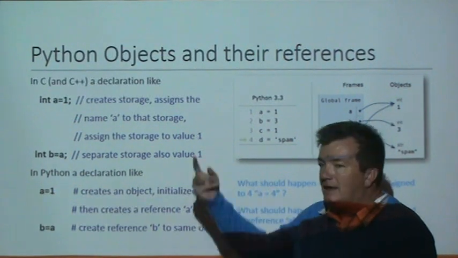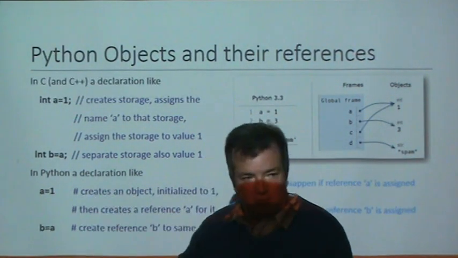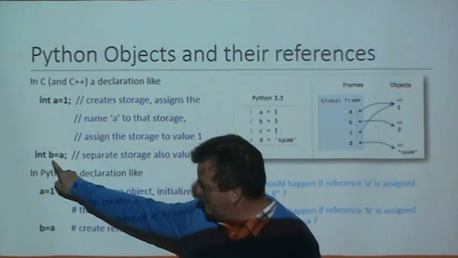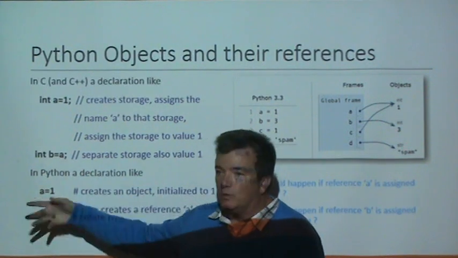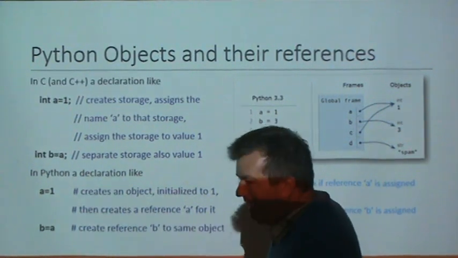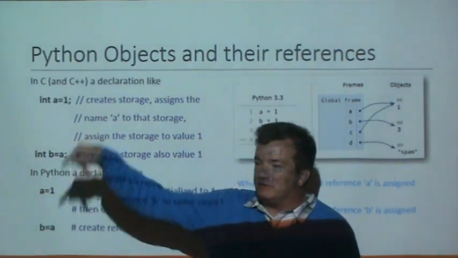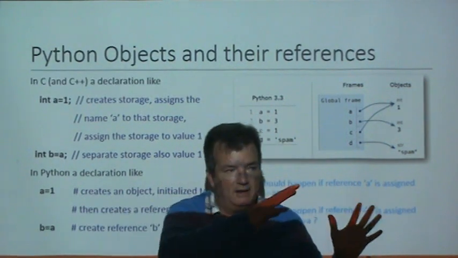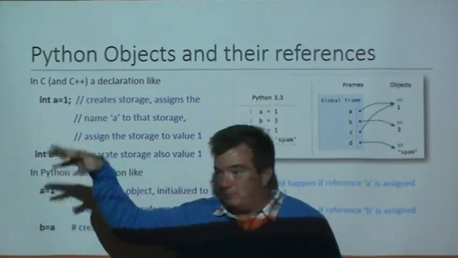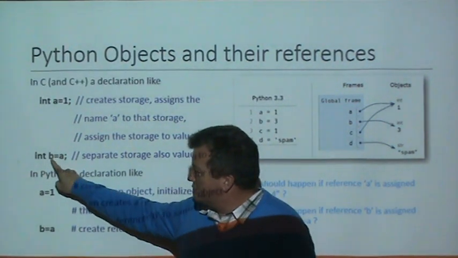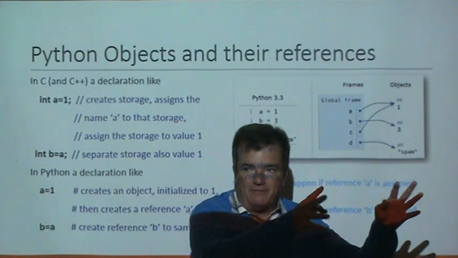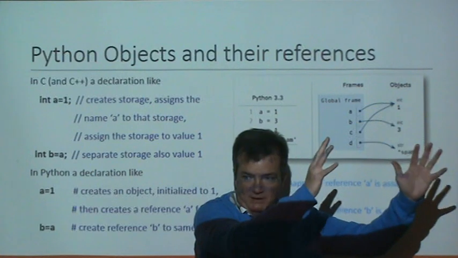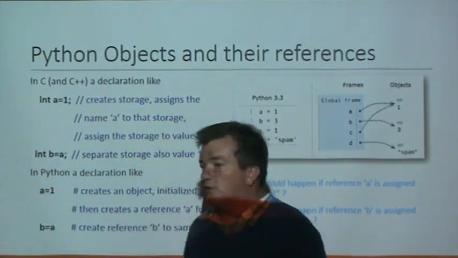If you later, in a C or C++ program, this is also true in Java, made a new variable B and said B is equal to the value of A, what would happen is you would get a second piece of storage called B. So you have a piece of storage called A, which has the value 1 in, and then you get another piece of storage called B, and this will take the value inside of A and make a copy of it over in B. So you have A, which is equal to 1, and B, which is also equal to 1.